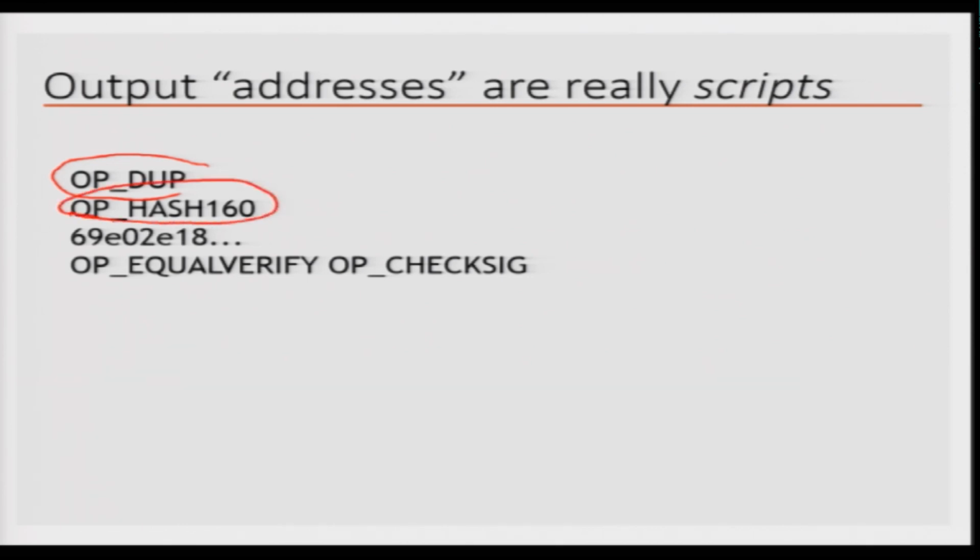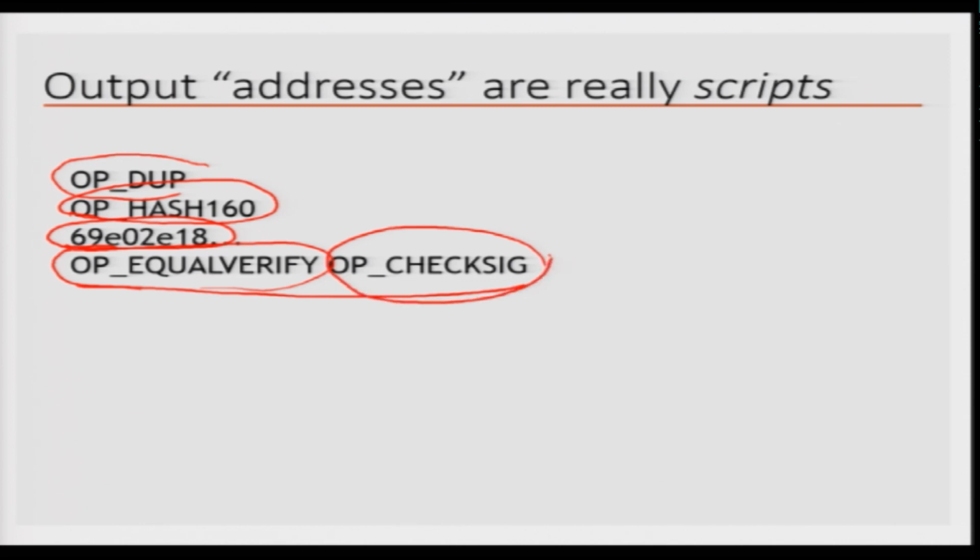OP_HASH basically hashes whatever is on the top of the stack, and it does a two layer hashing. First it does SHA-256 and then it does a 160 bit hash. The output is a 160 bit hash. And here is some data we saw. In this case we said that this was actually a hash value, but it could be any data. And then this says OP_EQUALVERIFY OP_CHECKSIG. OP_EQUALVERIFY verifies that the top two entries on the stack are equal, and then OP_CHECKSIG basically checks whether the signature checks out.